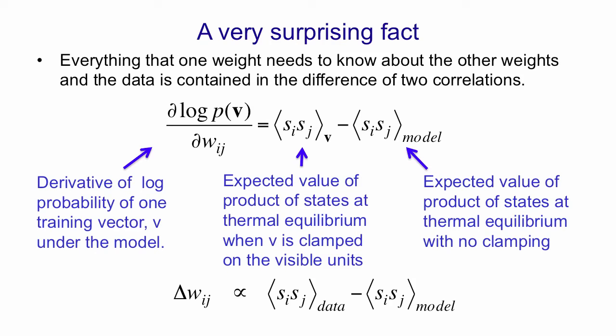So because the derivative of the log probability of a visible vector is this simple difference of correlations, we can make the change in the weight be proportional to the expected product of the activities averaged over all visible vectors in the training set, that's what we call data, minus the product of the same two activities when you're not clamping anything and the network has reached thermal equilibrium with no external interference. So this is a very interesting learning rule.